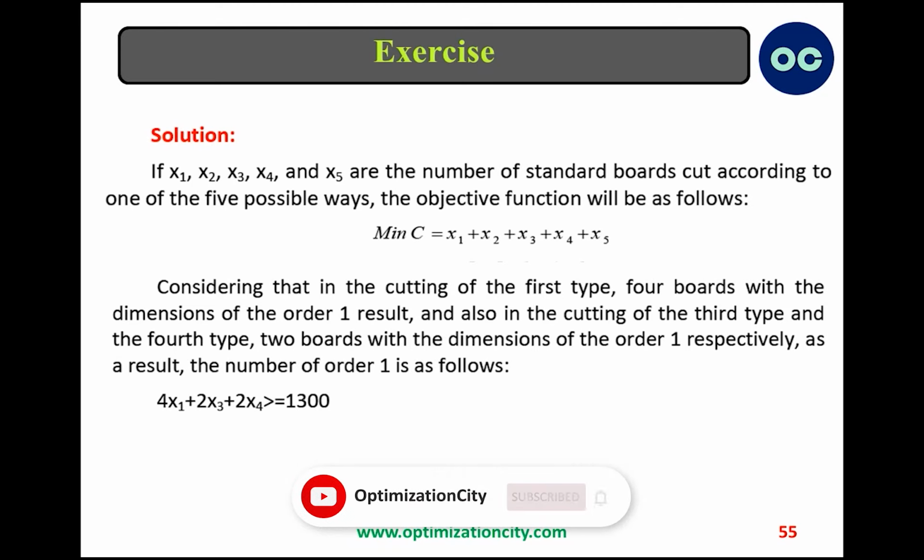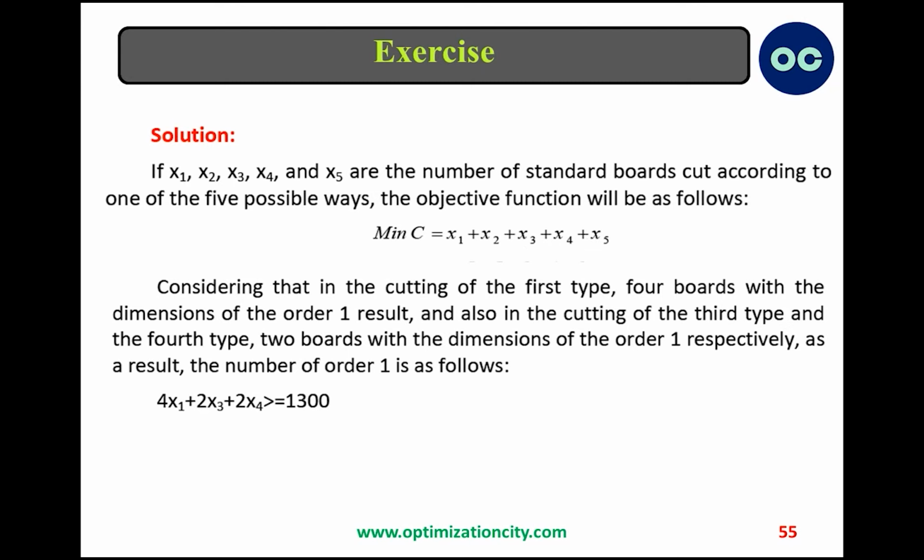If we use x1, x2, x3, x4, and x5 to represent the number of standard boards cut according to one of the following possible ways, the objective function can be written as follows. We have the minimization objective function, the summation of x1 to x5.